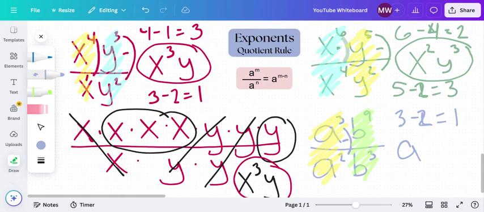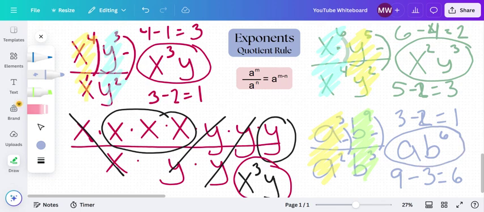B to the 9th over b to the 3rd. I'm going to use my quotient rule. That tells me to subtract my exponents. 9 minus 3 gets me 6. So the b stays there, and the new exponent is 6. So my final answer is a, b to the 6th.